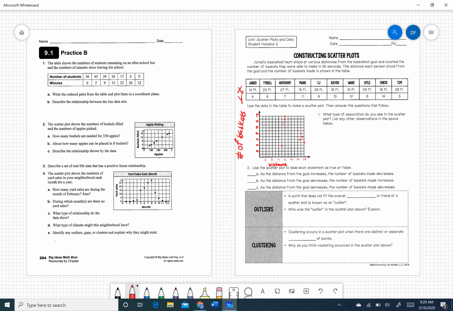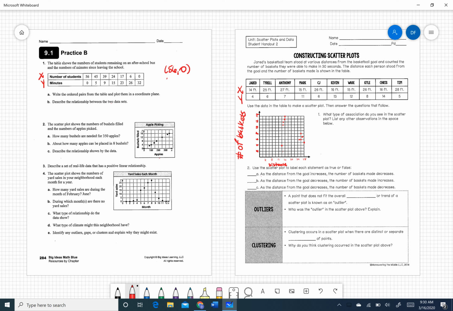All right. So number one in the do now says the table shows the number of students remaining on an after school bus and the number of minutes since leaving the school. Right. So we have the number of students on top, and so generally I would say that that's probably the x-axis, the x variable, and then I have the y variable on the bottom. Okay. So in part A, it says to write the ordered pairs from the table and plot them in a coordinate plane. Obviously, I don't have a coordinate plane, and it's just going to take too much time. So I'm just going to write out a few of them just so that we can see what they would look like. And we should know by now, it's March. We've been doing graphing since pretty much the beginning of the year, how to graph those and what that would look like. Okay. So I'm just going to write out a few of the ordered pairs.